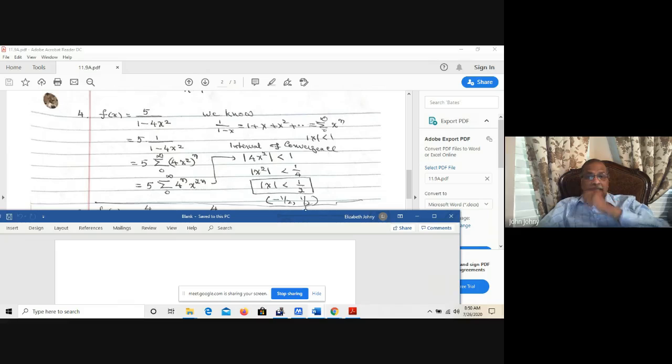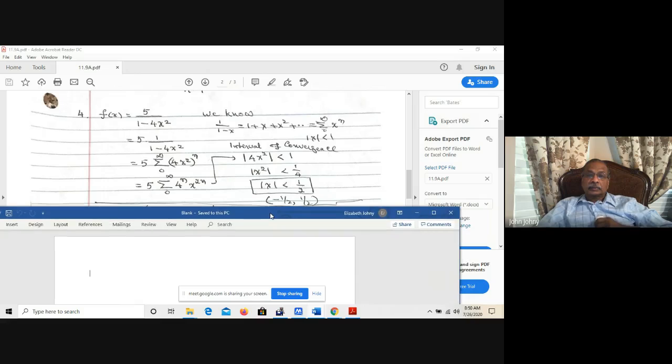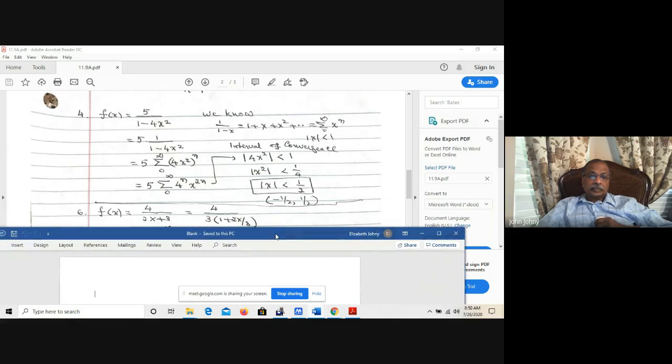And then the radius of convergence is 1/2. Next, number 6.